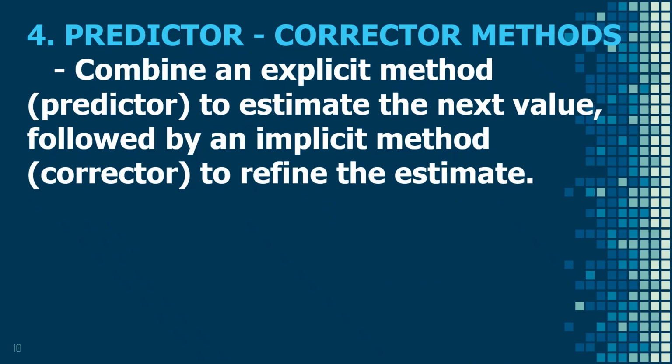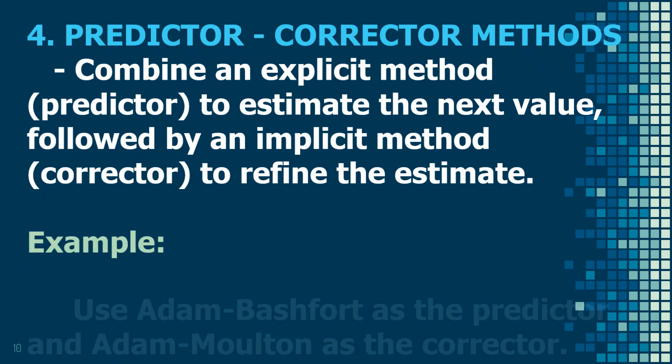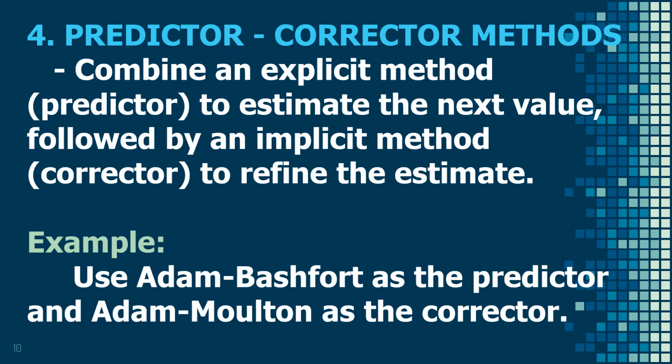So let's proceed now to the fourth method that we can use in order for us to solve ordinary differential equations. So the fourth numerical method that we can use is what we call predictor-corrector methods. So predictor-corrector methods combine an explicit method or the predictor to estimate the next value followed by an implicit method or the corrector to refine the estimate. Let's say, for example, we can make use of Adams-Bashforth as the predictor and Adams-Moulton as the corrector.